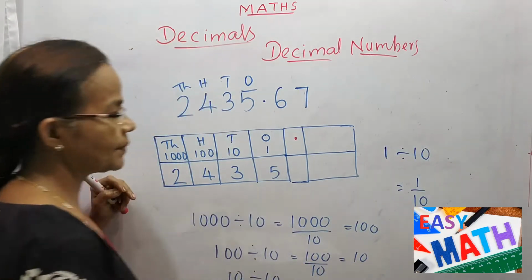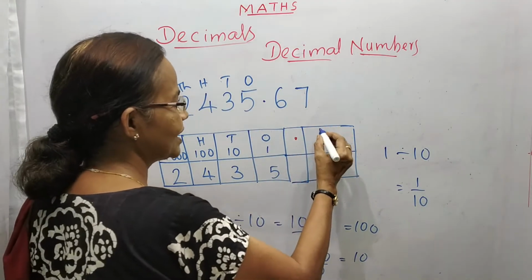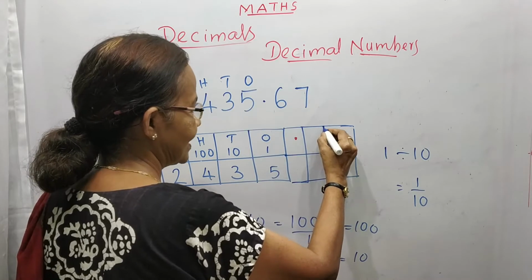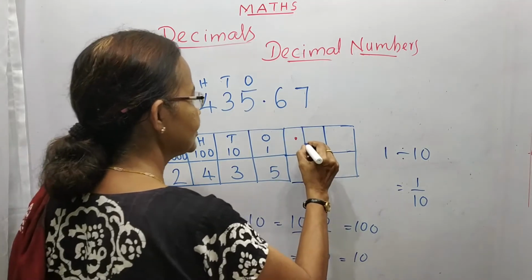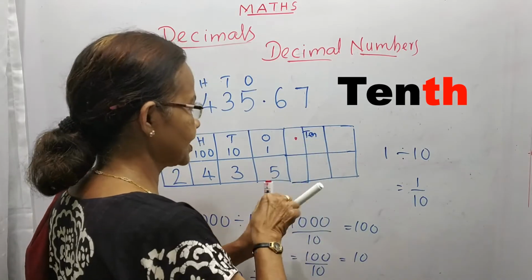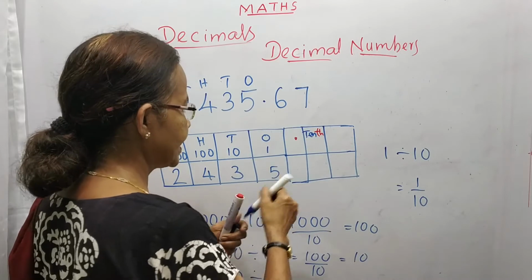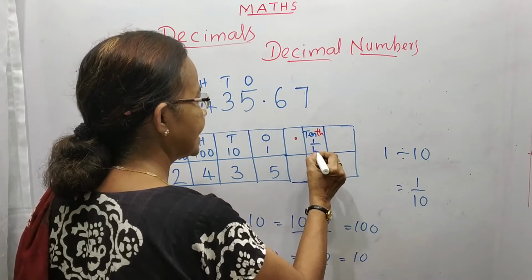What do we call 1 by 10? 1/10. So this place is called the tenth place. Tenth, with the spelling T-E-N-T-H, you have to write. When we say tenth place, how does it come? That is 1 by 10.